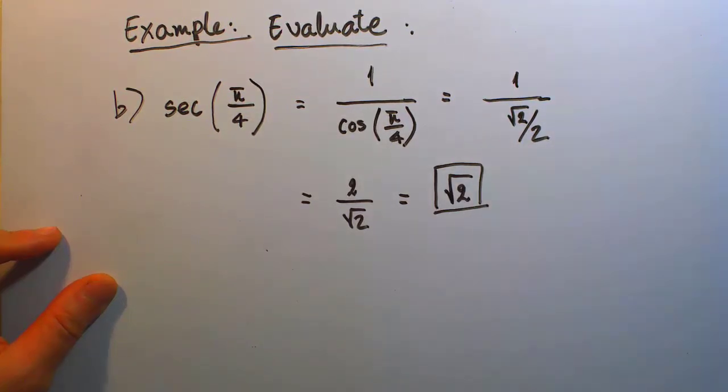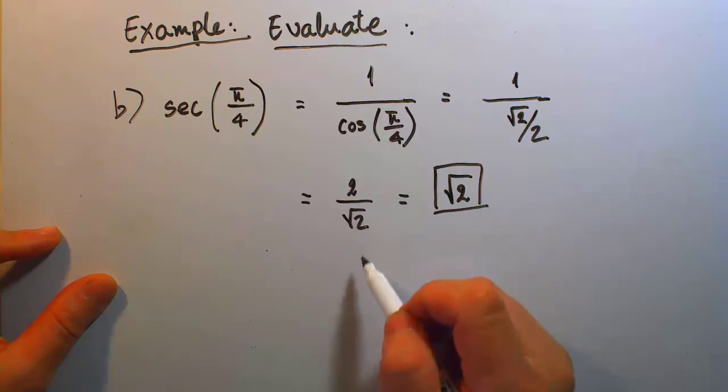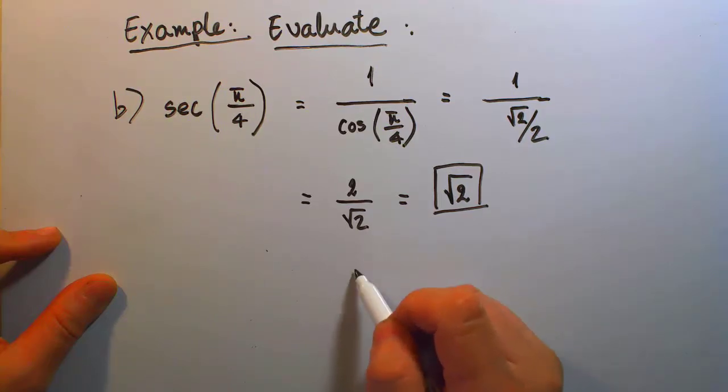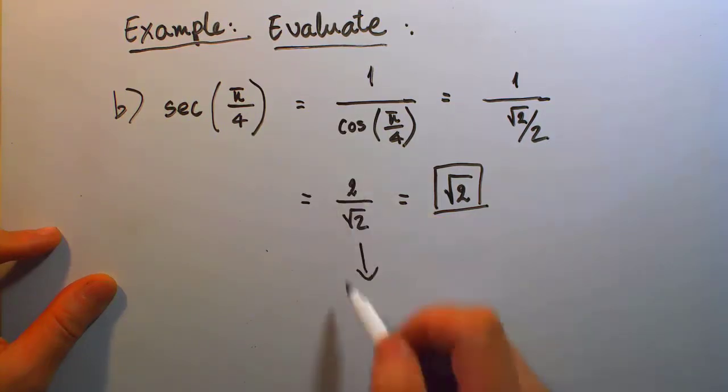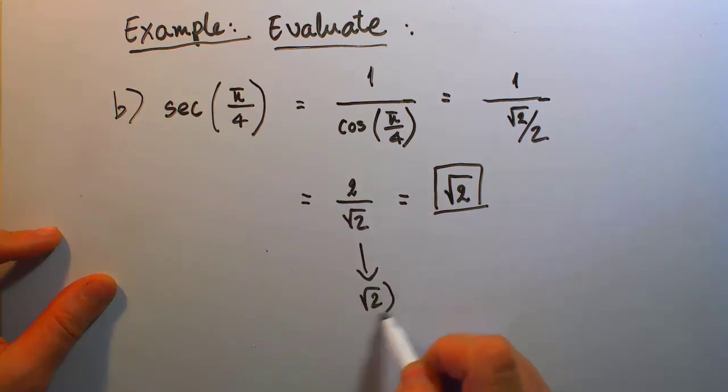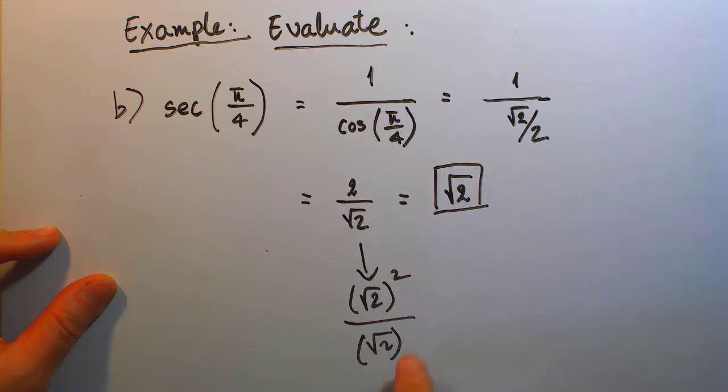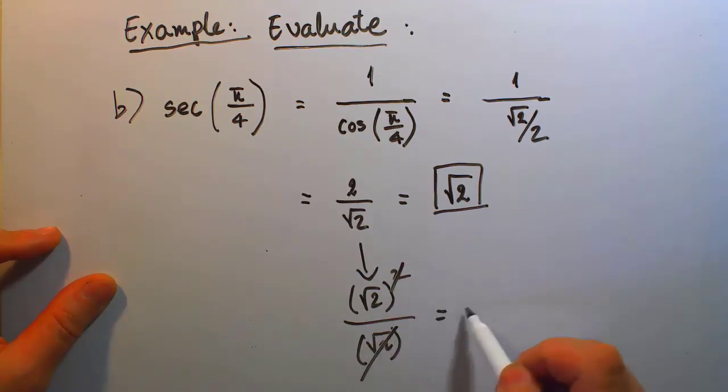Okay, and if you need some clarification here, the 2 can be thought of as square root of 2 all squared, and we're dividing that by square root of 2. So canceling that out, the square is gone. That's why we ended up with square root of 2 again.